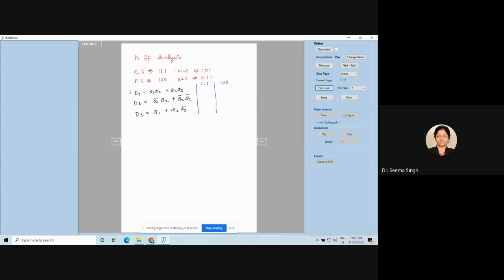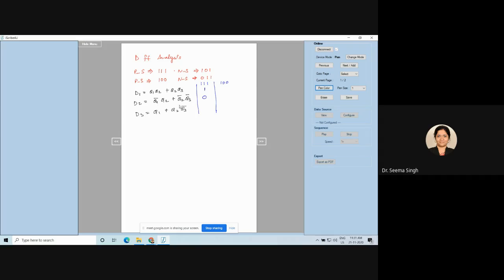So let us check for 1, 1, 1. It is most easy. When Q1, Q2, Q3 are all 1, 1, 1, D1 will be 1. D2 is Q1 bar. Q1 bar means 0. 0 ANDed with Q2 is 0, so this term will become 0. And in this term Q2 bar, Q3 bar are both 0. So 0 ORed with 0, you will get your D2 as 0.